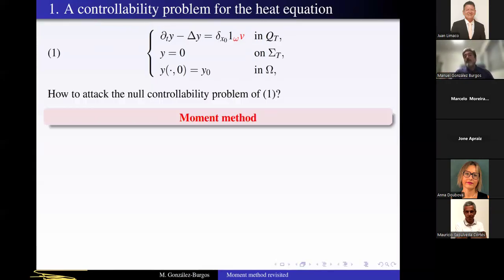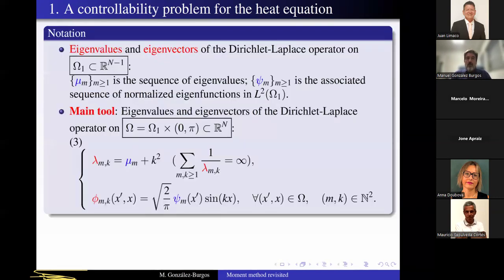And to this end, we are going to apply the moment method, because we have some elements for applying this method. The main tool is to know the eigenvalues and the eigenvectors of the Dirichlet-Laplace operator on omega, where omega is omega 1 times (0, pi). In this case, the eigenvalues are given by mu m plus k squared, and the normalized eigenfunctions are given by this product, C m of x prime times the sine of kx. And mu m is the sequence of eigenvalues associated to the Dirichlet-Laplace operator, but in omega 1. And C m are the corresponding sequence of normalized eigenfunctions.